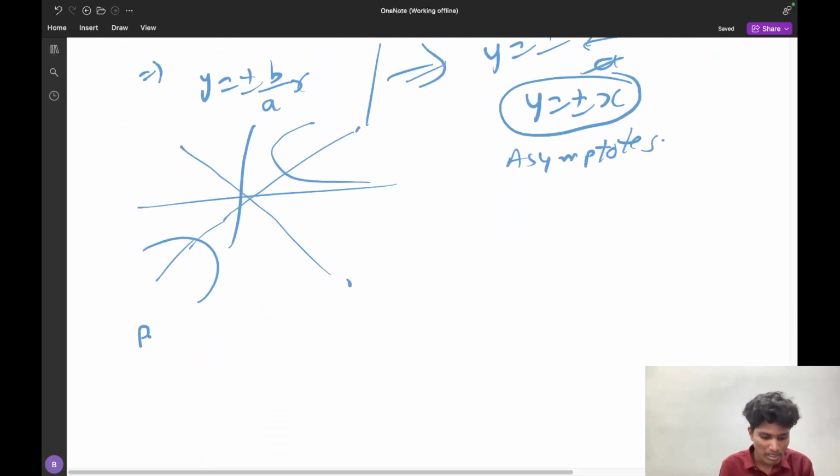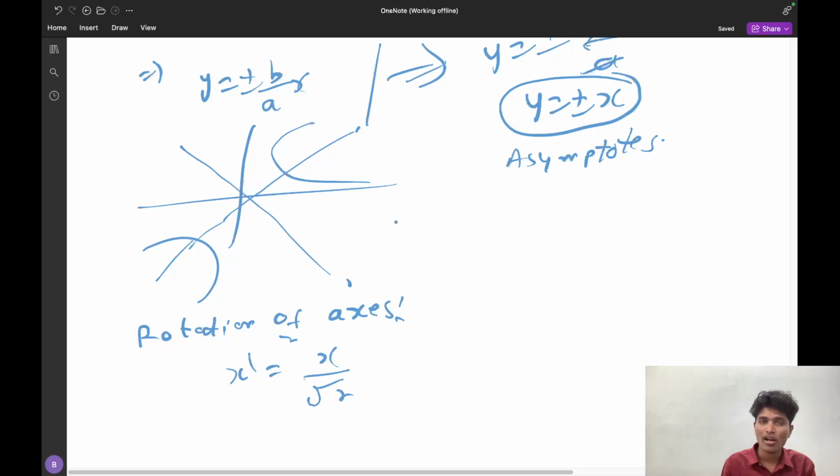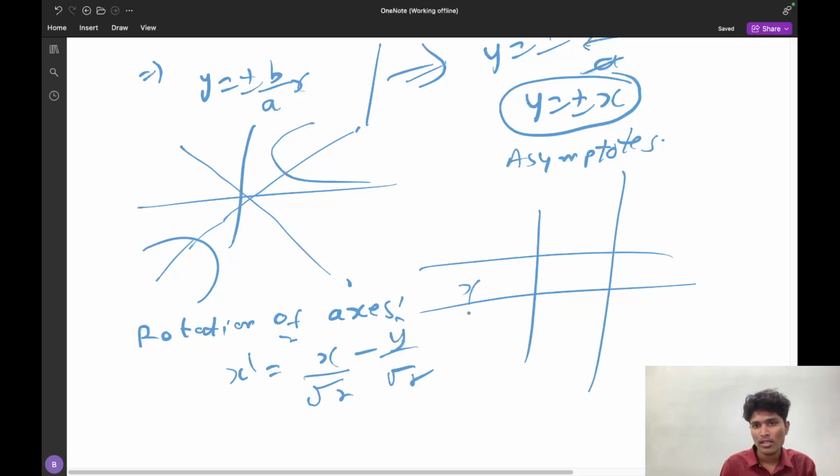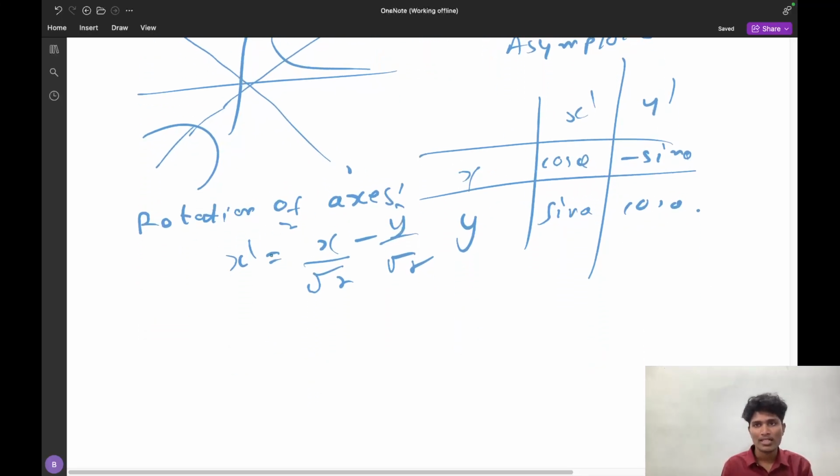Now let's discuss the rotation of axis. If this is a rotation of axis, you already know what x dash is. I have rotated the axis by 45 degrees in order to get the rectangular hyperbola. So by root 2, you have to remember this table. I already discussed x y, x dash y dash, cos theta minus sin theta, cos theta. Because of this, they have written like this. x dash is equal to this one.